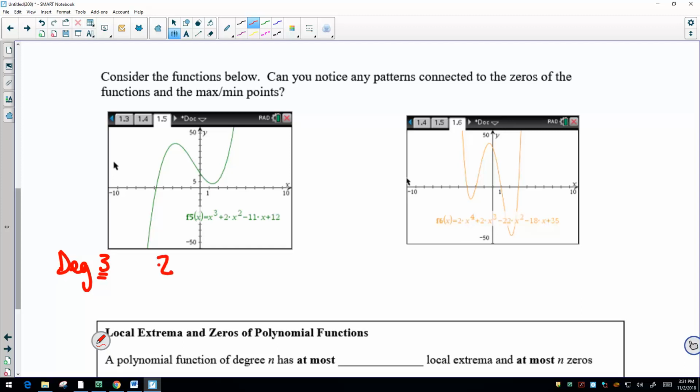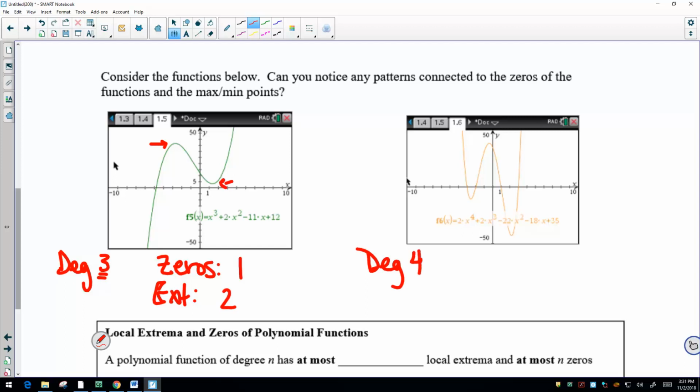If I wanted to see the number of zeros, how many times this crosses the x-axis? Well, I can see only 1 time. So I only have 1 zero here. Now, the number of extremes, the number of max-min points. So I have 1 and I have 2. Okay. Over here, I have a degree 4, and it's positive.